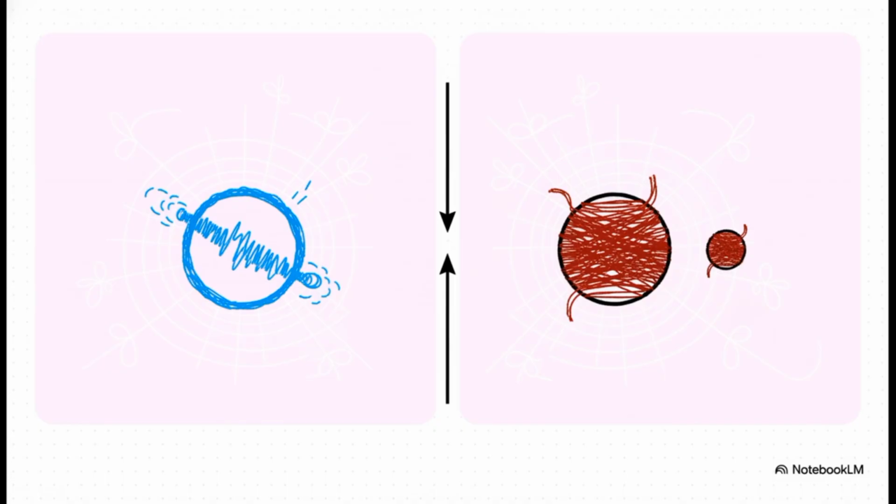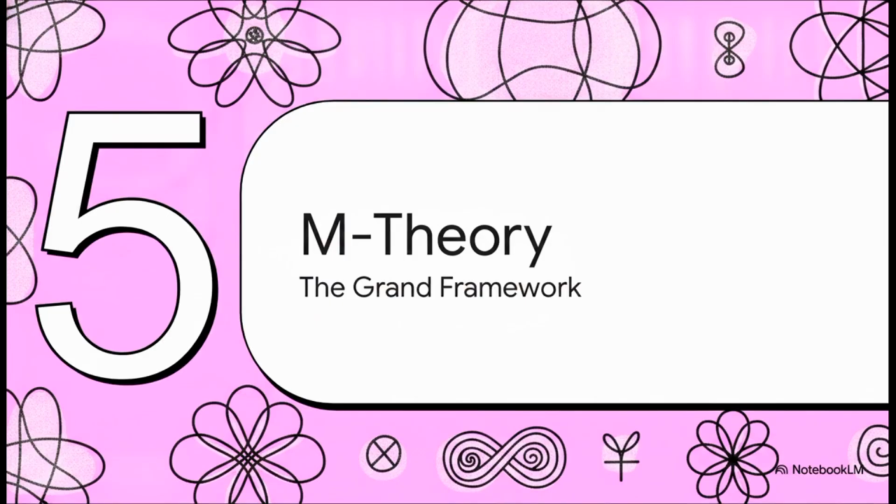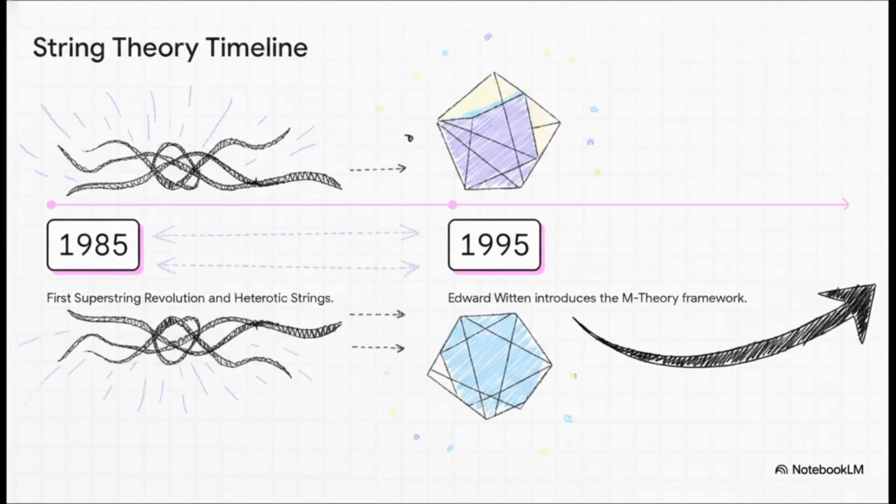No way, right? And finally, we arrive at step 5, M-theory. To really understand M-theory's impact, we kind of need to look at the timeline. In 1985, as we talked about, the Princeton String Quartet introduced heterotic strings, and that kicked off the first superstring revolution. For a whole decade, physicists explored these concepts, but they ended up with several different, competing versions of string theory. It was a bit of a mess.